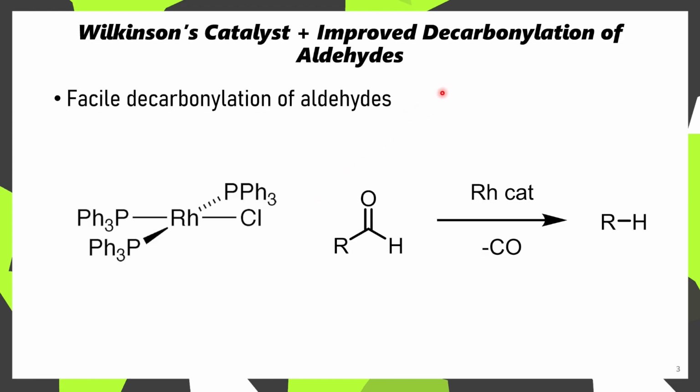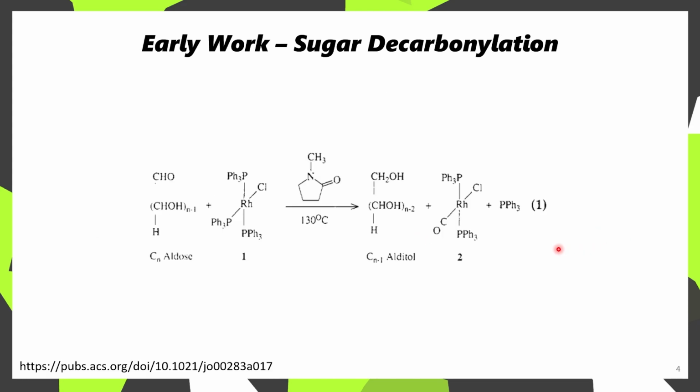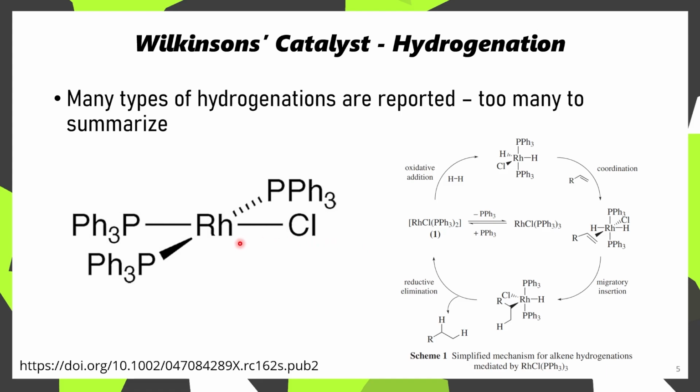The nice thing about Wilkinson's catalyst, which you may not know, is you can take an aldehyde and just delete the carbonyl from that aldehyde, affording the corresponding alkane. Now the downside for this is when you do it, you end up forming this carbonyl containing rhodium complex. So rather than using Wilkinson's catalyst as a catalyst, you're using it as a reagent. Or at least this is what people needed to do initially when they first took some aldoses and converted them to the corresponding alditols.